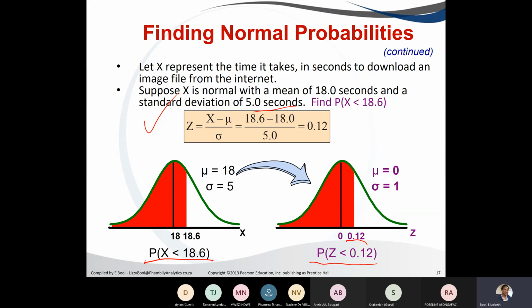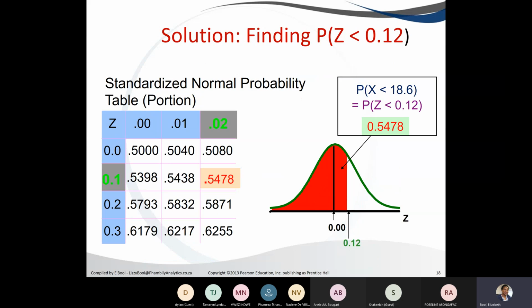How do we then find the value on the table? Remember our Z table? We go to the positive side because this is positive. We look on the left for 0.1, and we go to the top for the last digit, which is 2. Where they both meet, that will be our probability. So the probability of X less than 18.6 is the same as the probability of Z less than 0.12, which is equal to 0.5478. And that's how we find the probability of a less than.